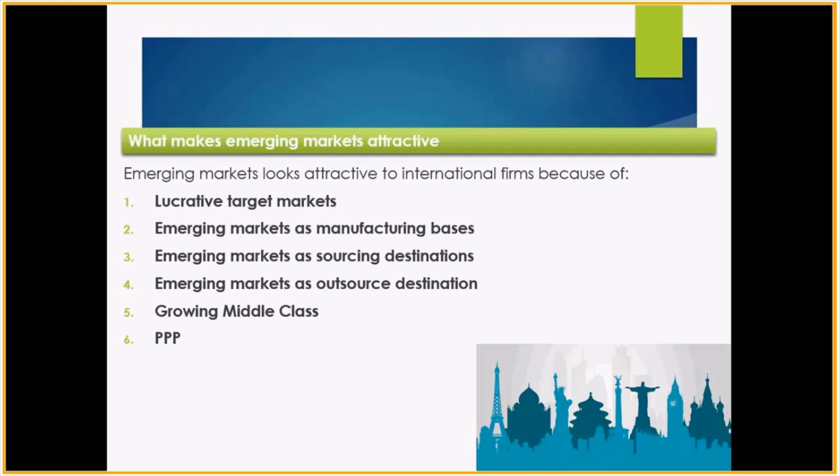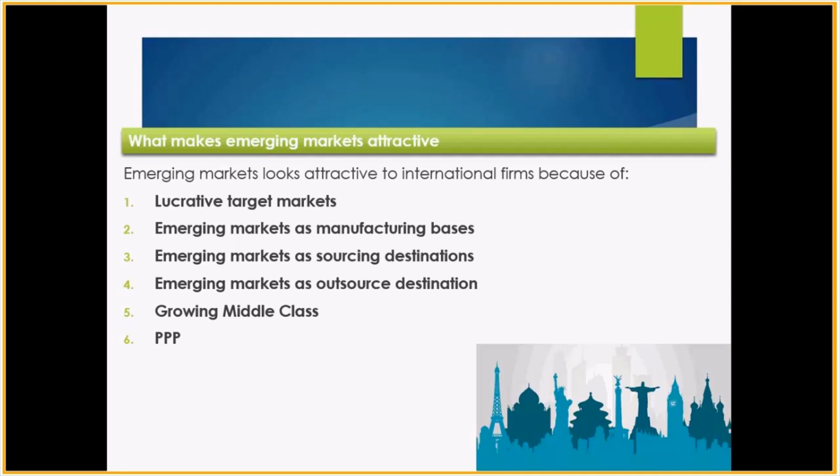Fifth one is growing middle class, right? Whenever you are going to gauge whether a country is improving in its trade activities, you can see the status of the middle class, right? If the middle class is increasing, that means the economy is prospering, right? So when the middle class is increasing, a lot of people from lower class are going to be shifting into this class, right?